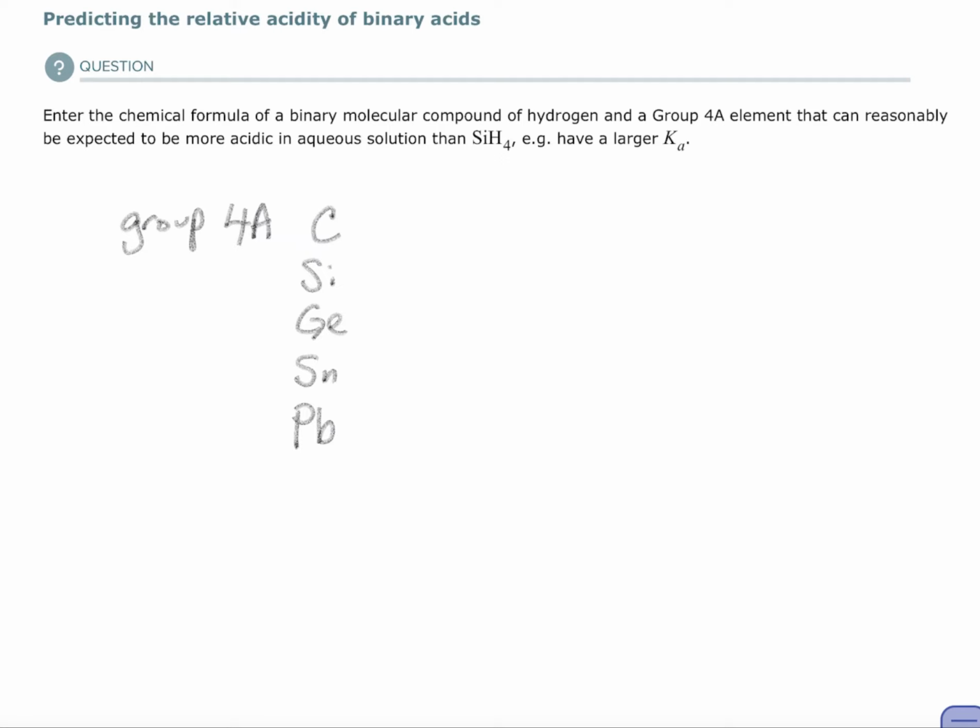So my prediction would be that it would be the next one in line. What is under silicon is germanium, so GeH4. So I would call this a hard problem, but I hope that this helps some.